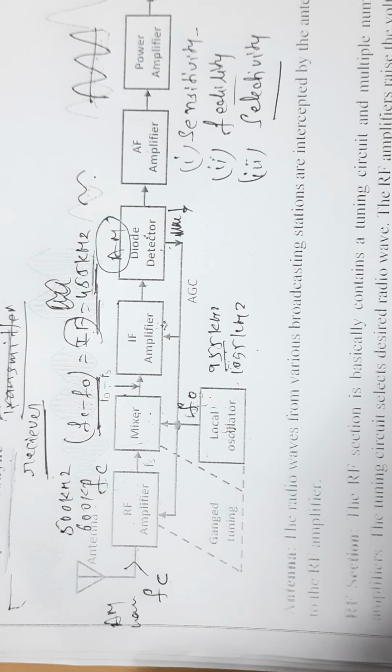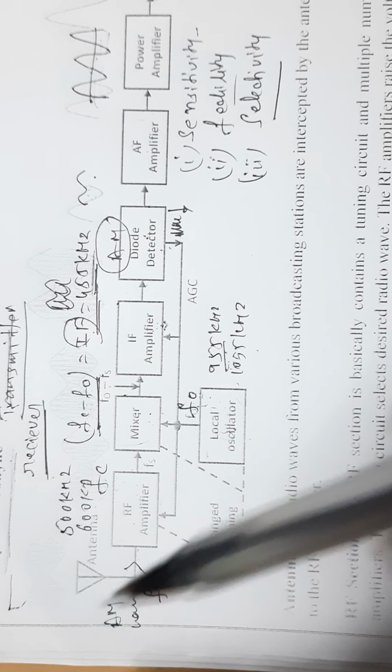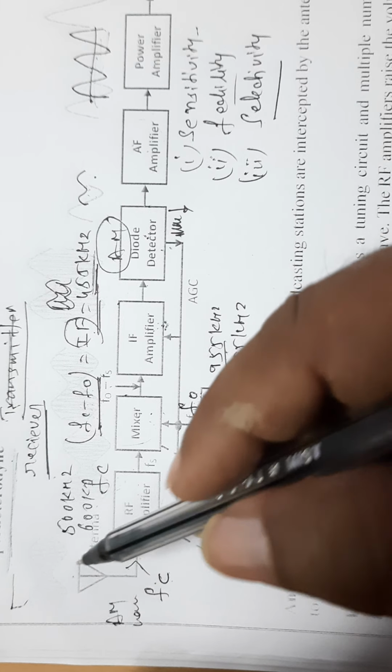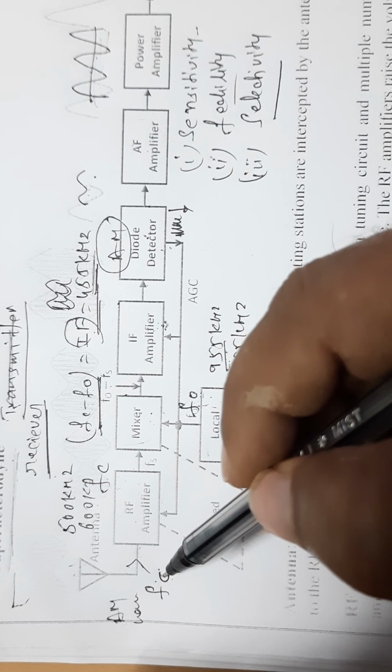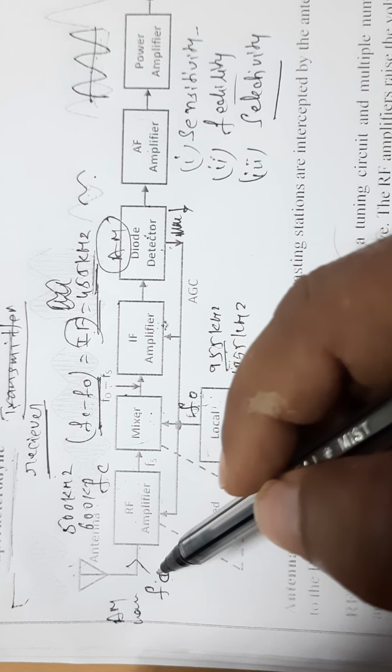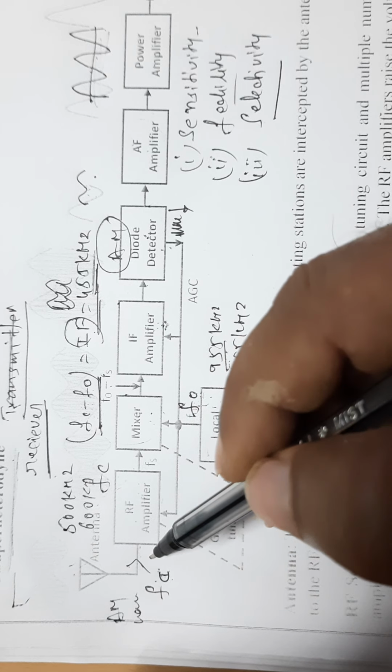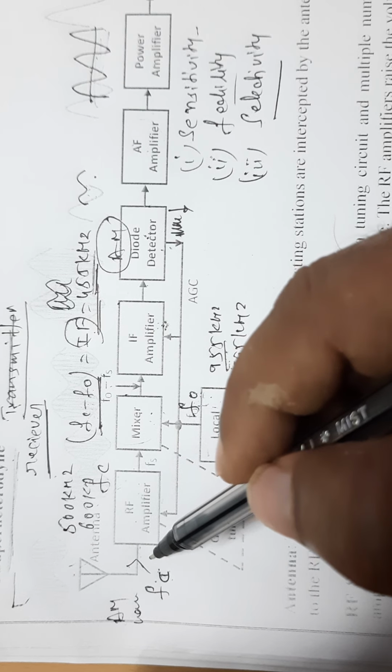What is sensitivity? We know that when the signals from the transmitter are transmitted into space, the signal becomes weak when traveling through space. And the receiving antenna must be so sensitive that it should receive even very, very weak signals. This is called the sensitivity of the receiver.